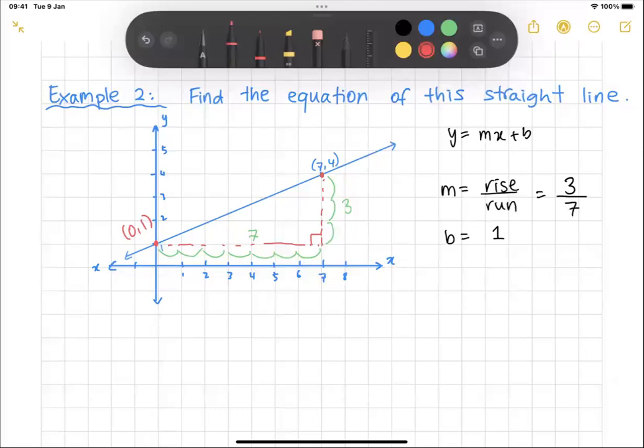Just to double check, read the graph from left to right. Is it going up or is it going down? If it's going up, that means it's a positive gradient. So my gradient needs to be a positive. If the graph going from left to right is going down, my graph would be a negative, just to preface that note. Okay, so I got my gradient and my y-intercept. So I'm going to just sub it in. So it'll be y equals 3 over 7x plus 1.